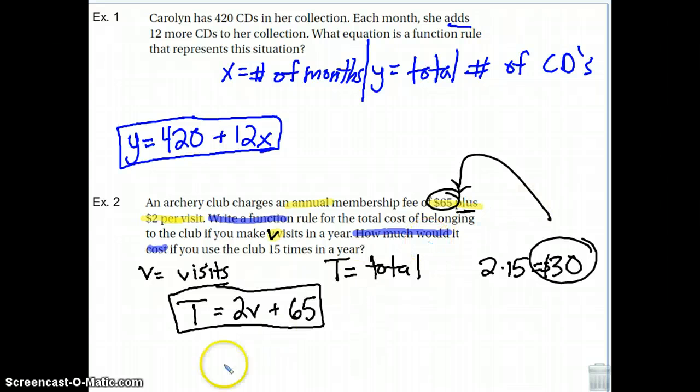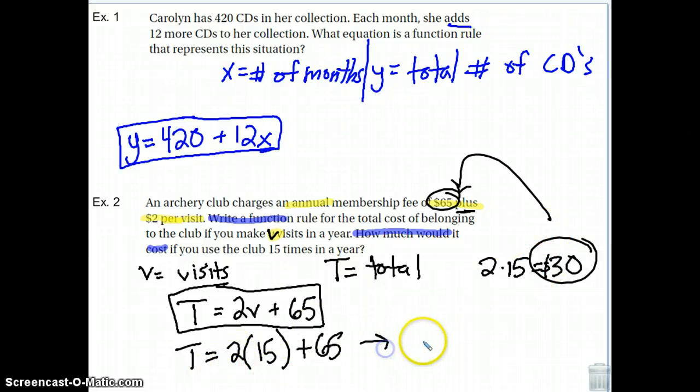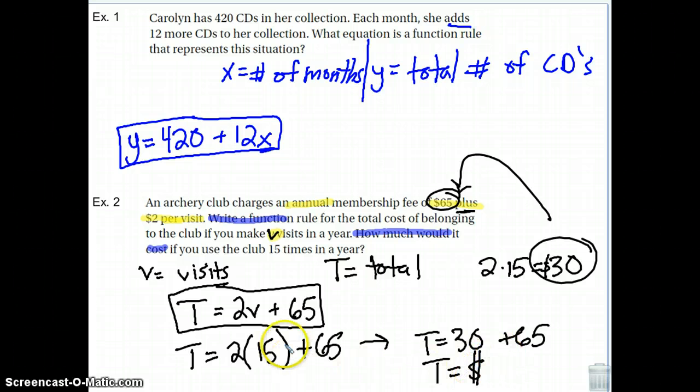And then all we'd have to do to solve this is plug in the number of visits, which is 2 times 15 plus 65. And we already know from our work over here that 2 times 15 is 30. And then we have to add that $65 membership fee. So our total amount of money that we spend is $95 in 1 year.